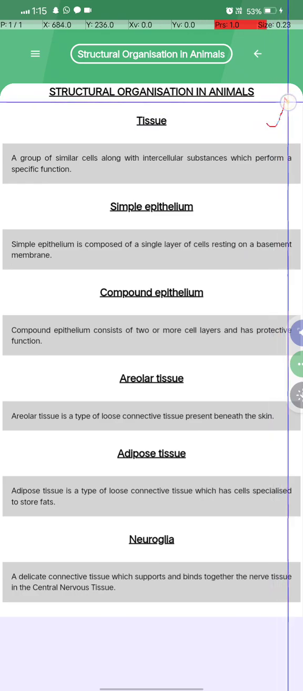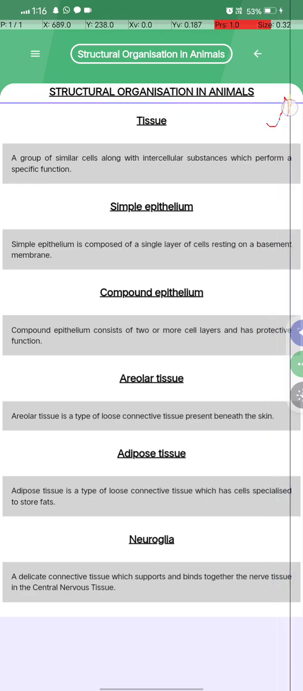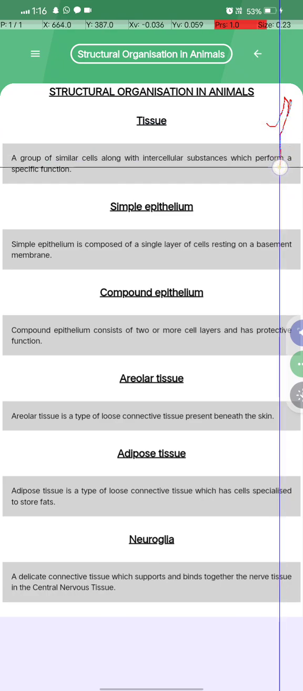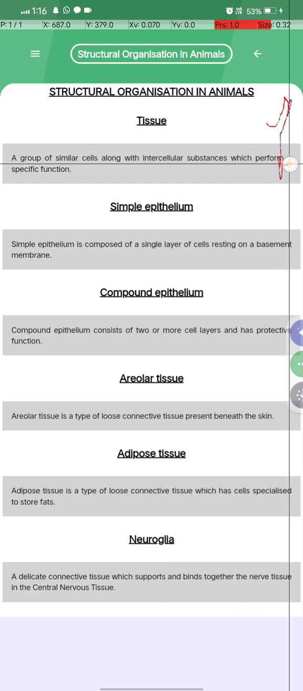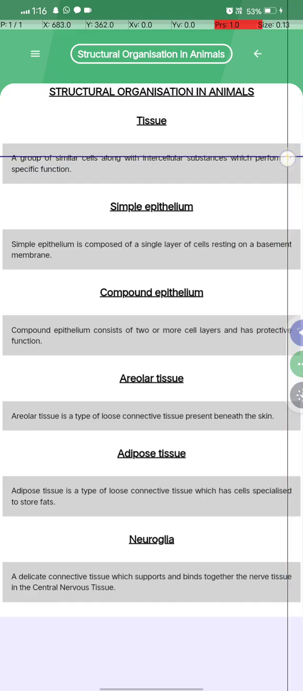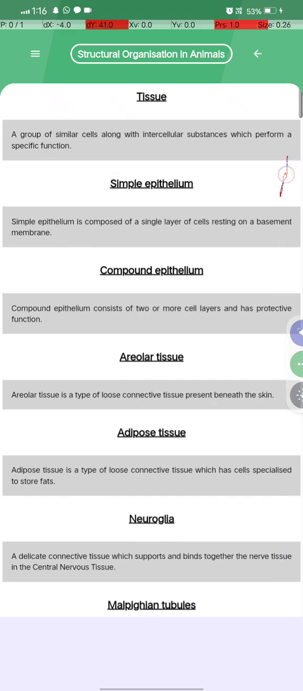The chapter name is Structural Organization in Animals. First, a tissue: the group of similar cells along with the intercellular substance which perform a specific function. इसको हम लोग कहते हैं टिश्यू.